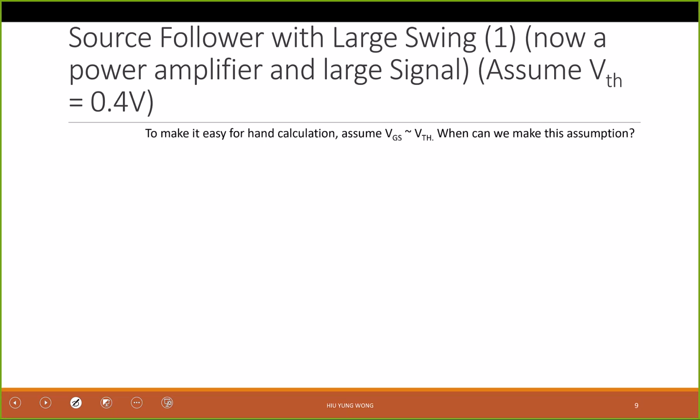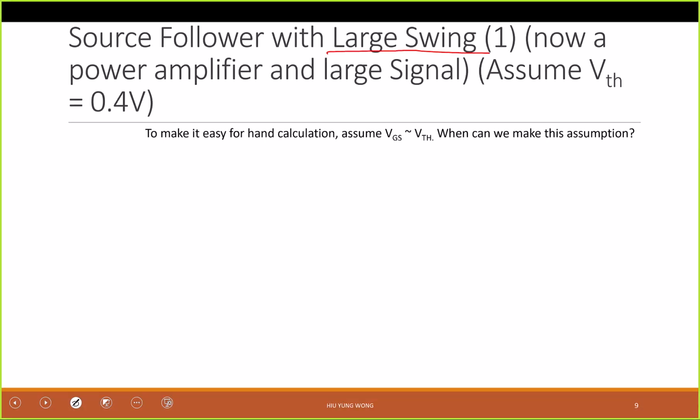Right? The last slide, again, is just a feeling. You understand the situation that you still want to keep the small AC gain, you need such a big device. Okay, so what is the output stage? Source follower output stage. Now it has a large swing, right?